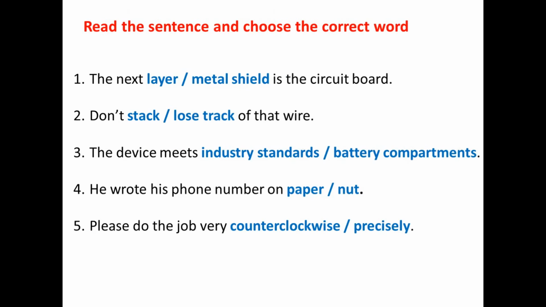The next exercise. Read the sentence and choose the correct word. For example, the next layer or metal shield we need to choose is the circuit board. So the correct answer will be the next layer is a circuit board. Please do the other 4 sentences in your notebooks and then send it to me.